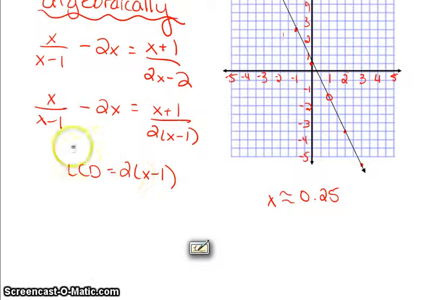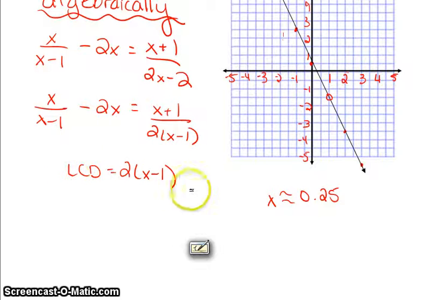So this is how we can see that our LCD here is 2 times x minus 1. If you can't see that right away, you should know that a common denominator could be found by multiplying the two denominators together, and you could multiply by that. But if you multiply by the LCD, it'll save you a ton of work, and it'll give you some nicer values to work with, okay?